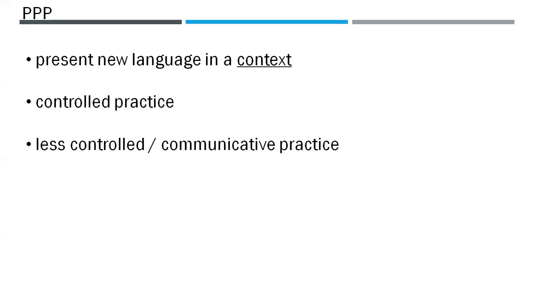The teacher then asks the students to use the new language in less controlled activities, for example, in some communicative way, right? So contextualizing, first getting your students in controlled practice and then giving them more freedom to express themselves using the new language, right? So this is a typical PPP flow, so to say.